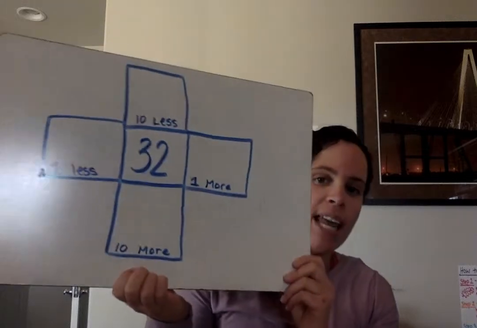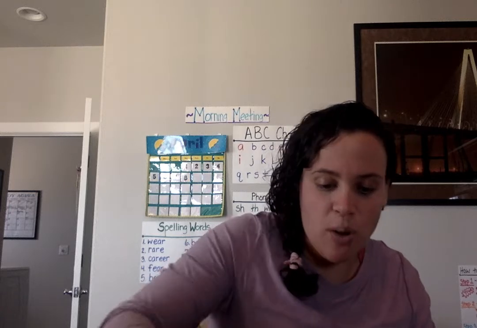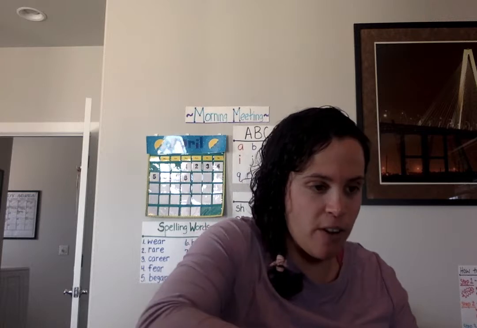So think about, what is 1 more than 32? Which direction are you going to go in your number grid? What is 1 less? What is 10 less? Slide up or slide down, and what is 10 more? So that is your warm-up for today. Once you have done that, check it with an adult. Make sure that you are correct, and then you can come back for the rest of our lesson.